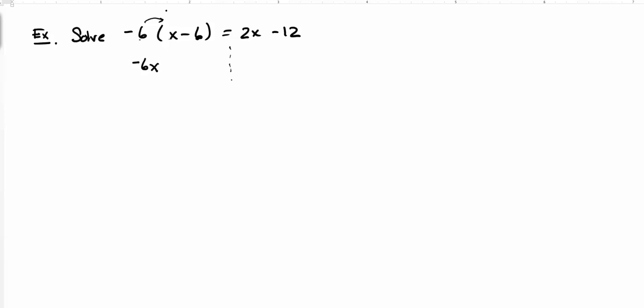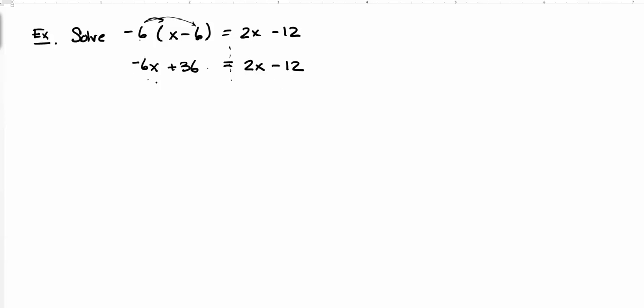Okay. Let's do another one. I have solve: negative 6 times the quantity x minus 6 equals 2x minus 12. So before I start moving things around, I got to clear my parentheses, use the distributive property. Negative 6 times x is negative 6x. Negative 6 times negative 6 is plus 36 equals 2x minus 12. That can't be simplified any further, right? Because they're two different terms.